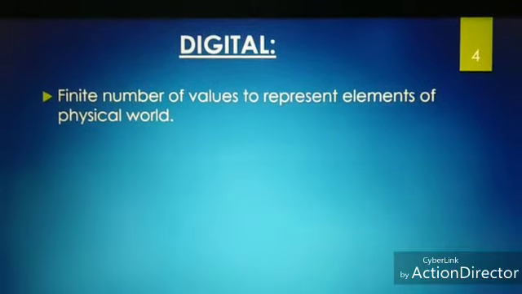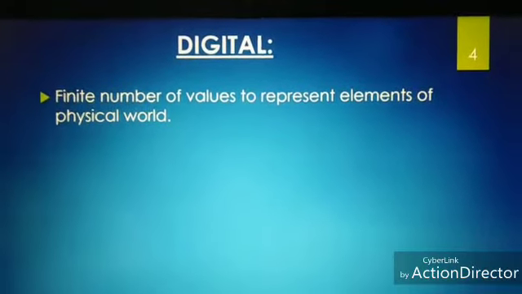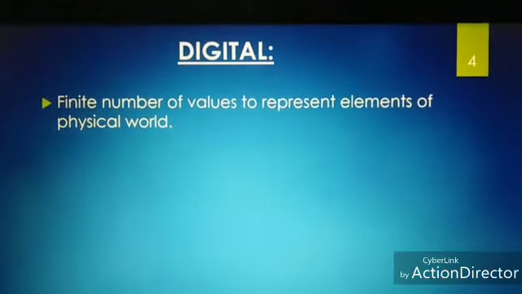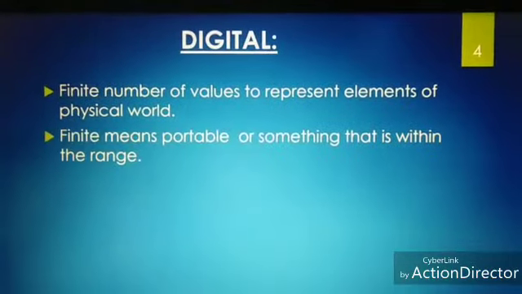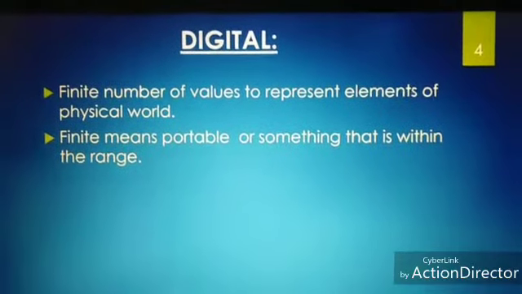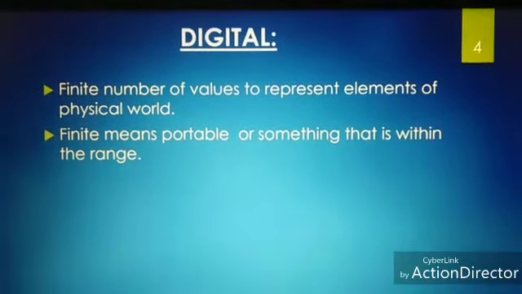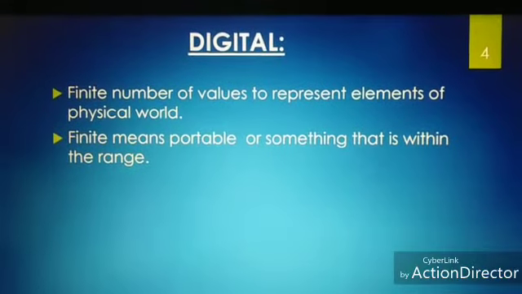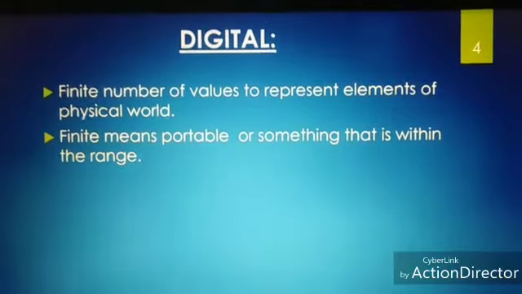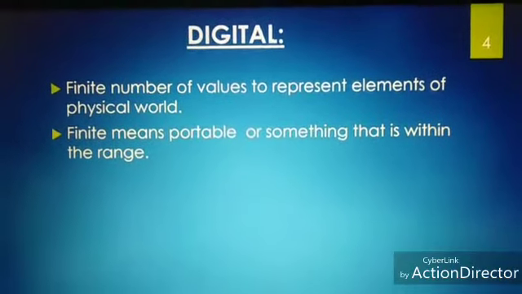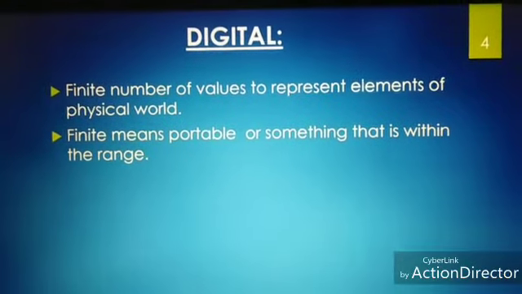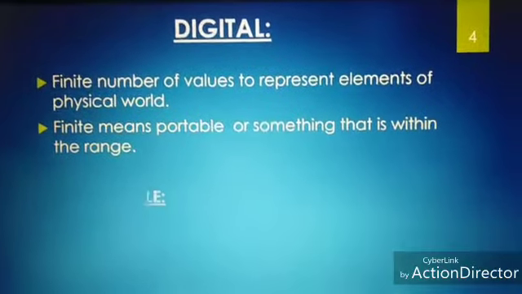So let's discuss digital. Digital is basically a finite number of values to represent elements of the physical world. Now what is meant by finite? Finite is basically something that is within the range. Its example can be taken as, let's suppose I have money in my pocket and you don't. So it is within the range for me and it is finite for me, whereas it is infinite for you because you don't have it in your range.